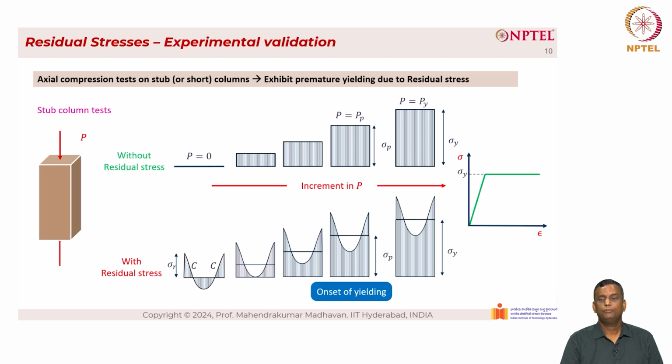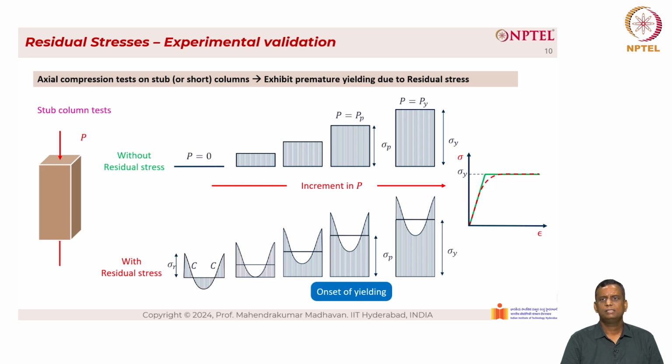And then when you further increase the load, you have reached sigma sub Y. However, the flanges at the corners or the edges of the flanges have already exceeded the yield stress. As you can see, they have exceeded the yield stress at the left and right side of the cross section. This, when it is plotted, you have a straight line here up to the proportional limit, which is shown in dotted lines, red color dotted lines.